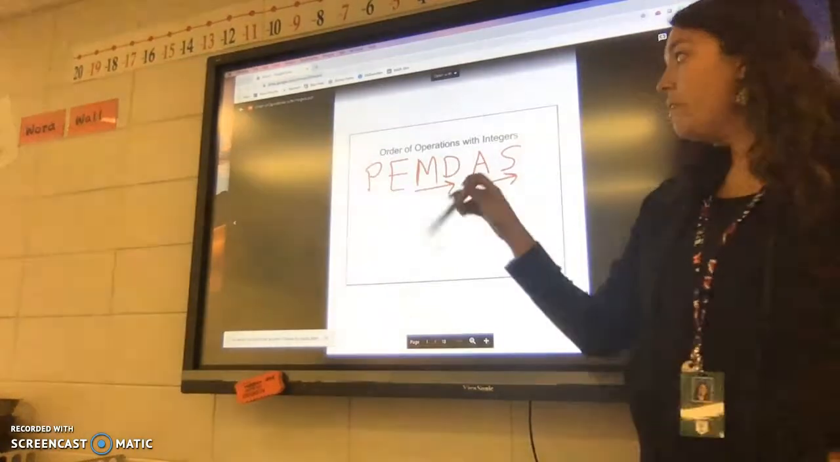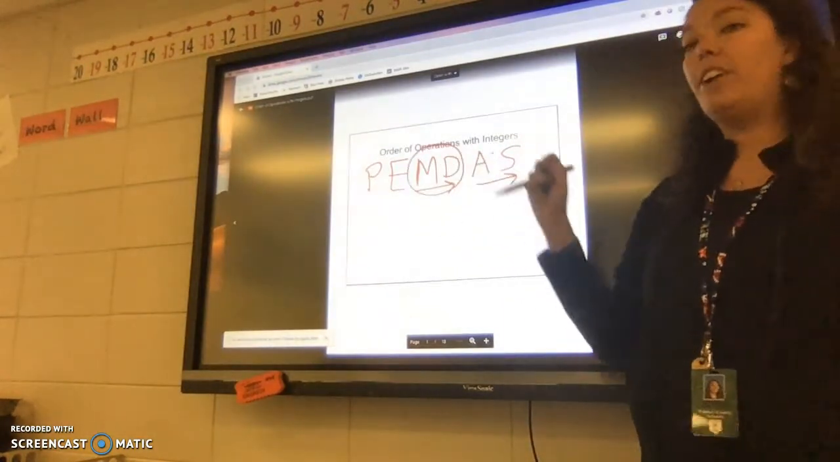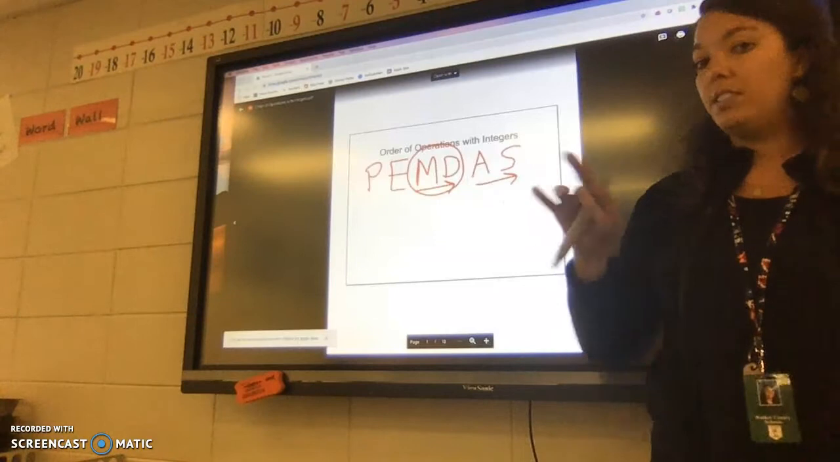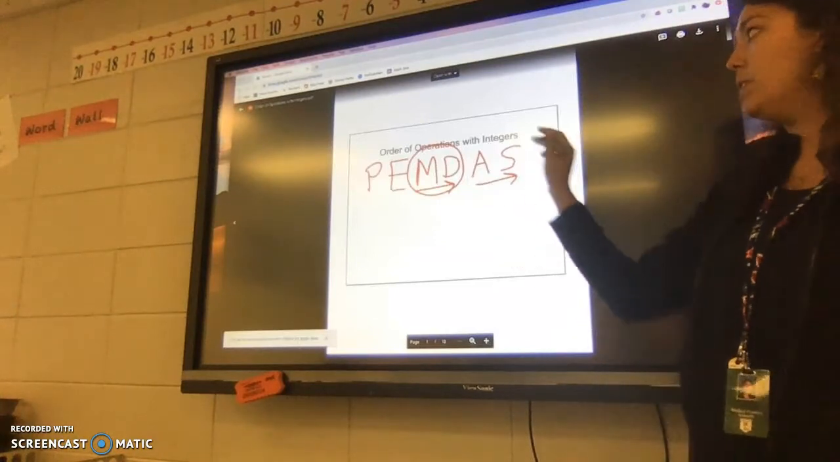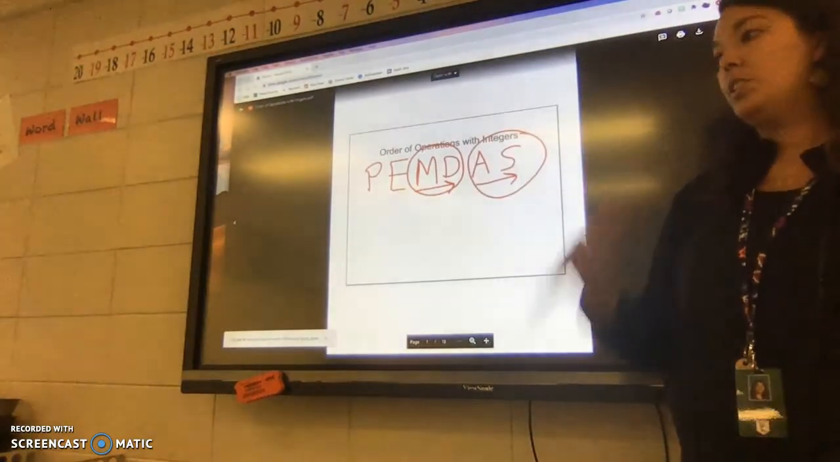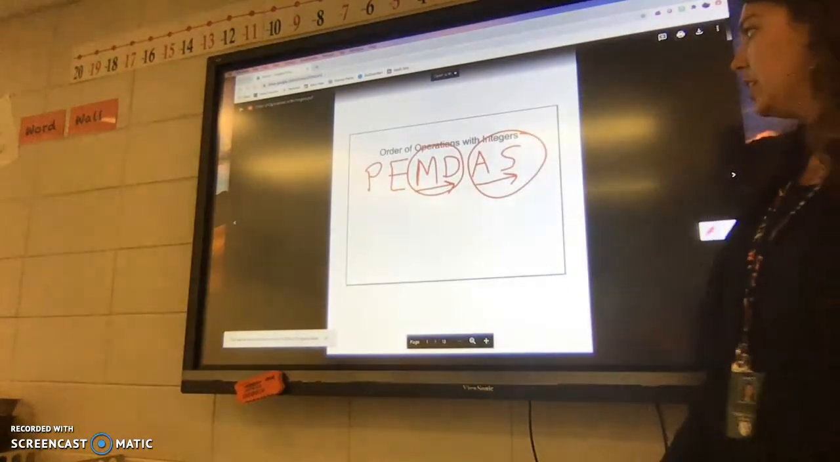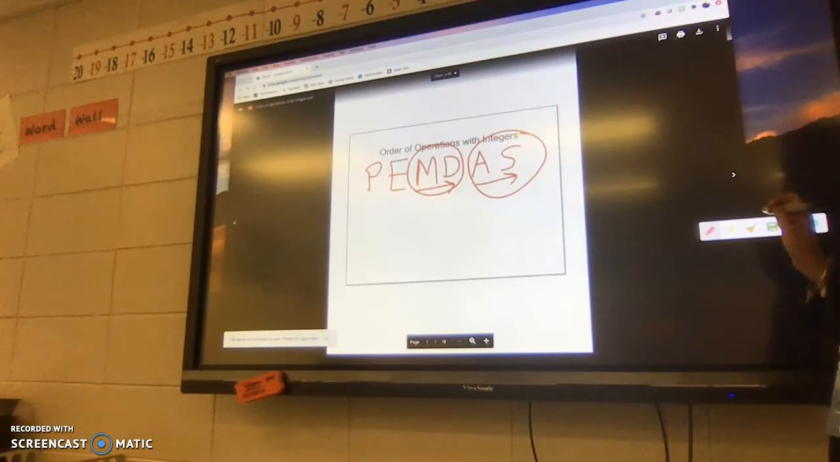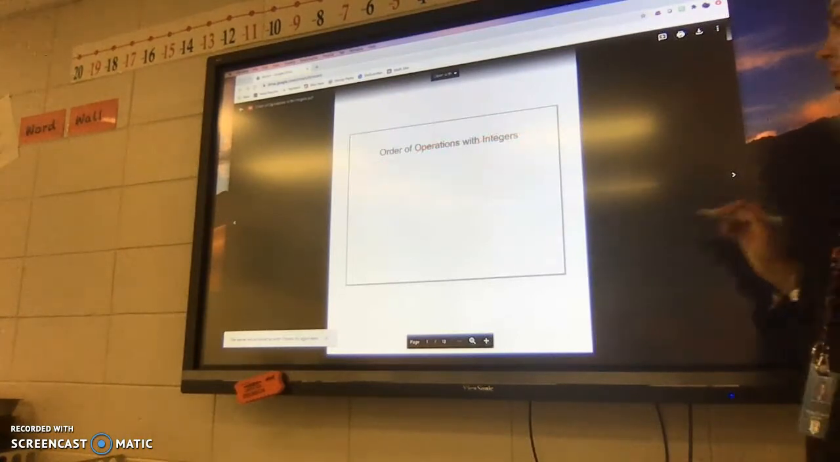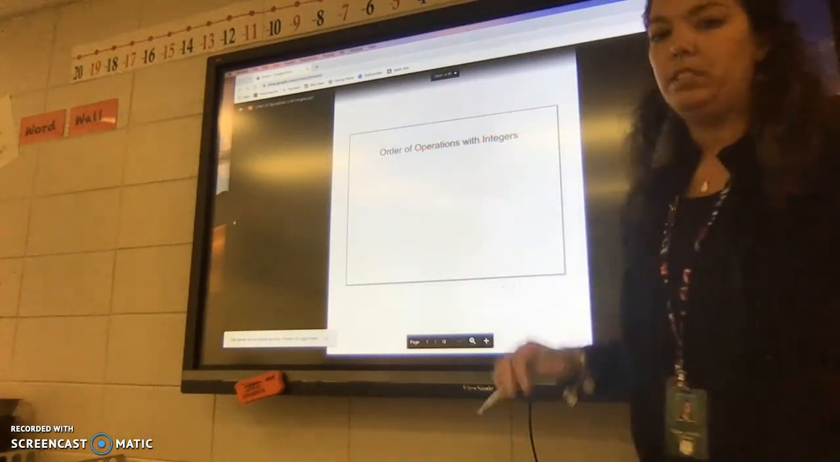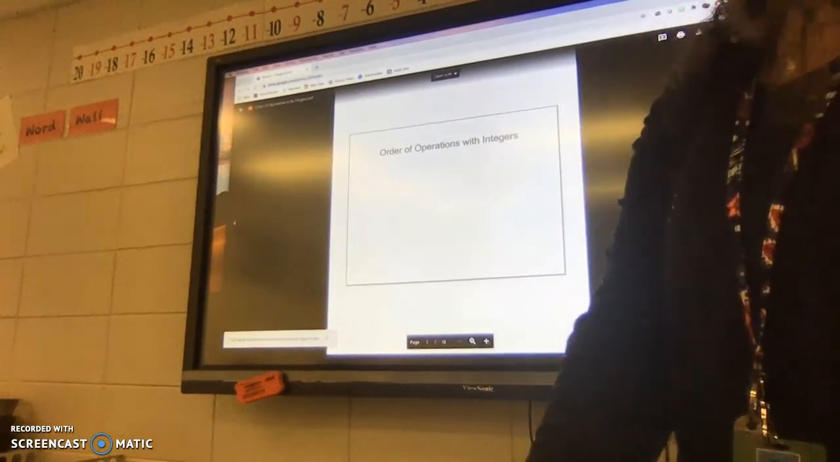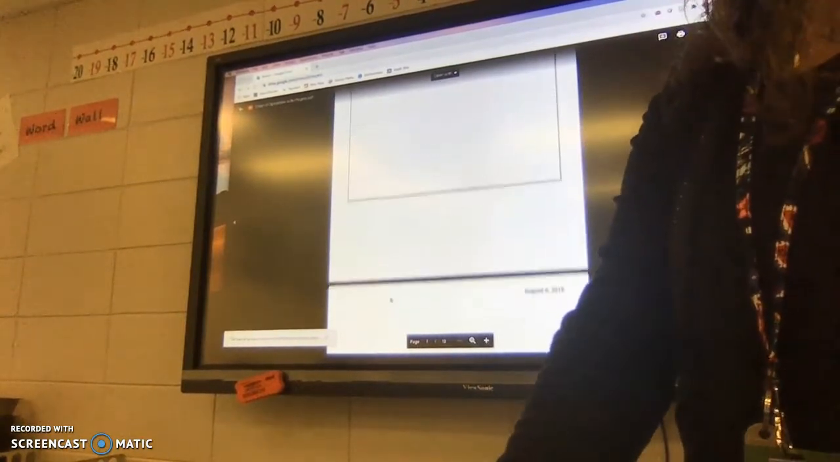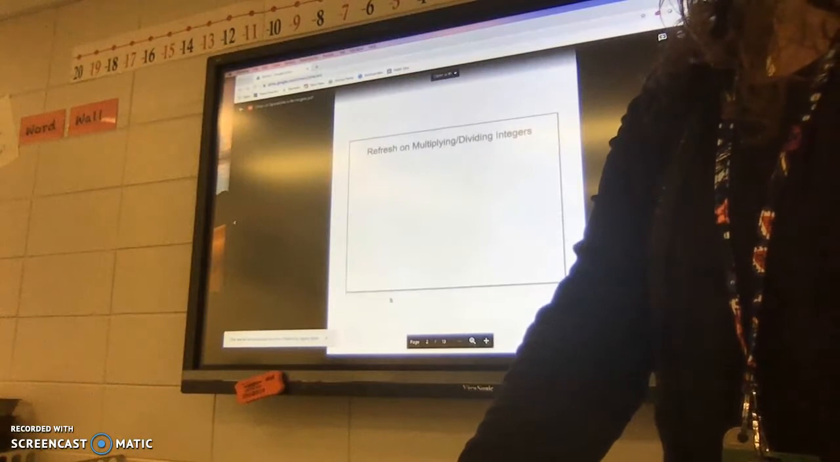Also remember, multiplying and dividing go from left to right. If dividing comes first, you do that. If adding or subtracting comes first, you do that. They come as a pair. Okay? So get that written down. And then we're going to review your multiplying and dividing integers rules.